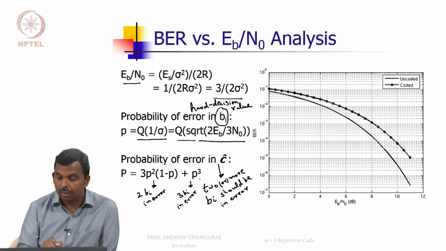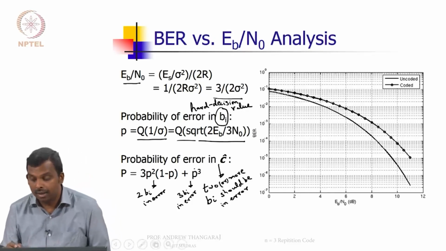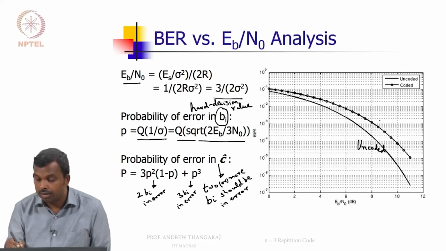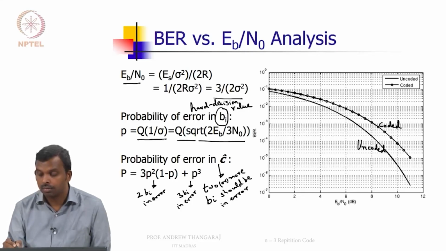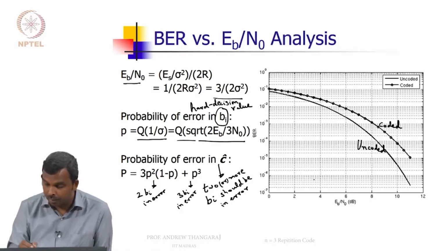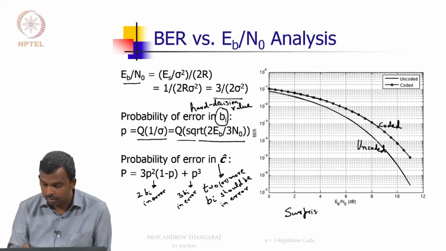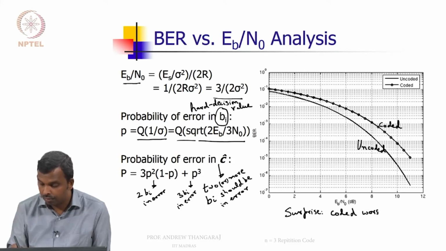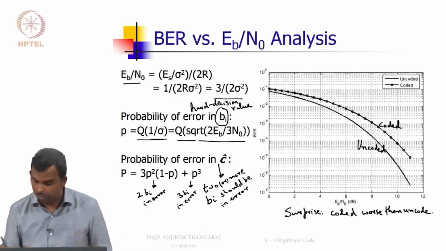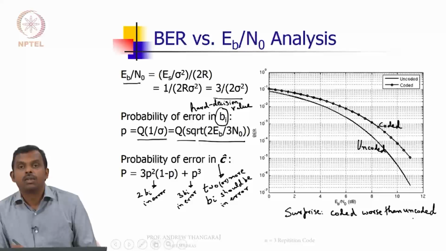Okay. So, you evaluate this expression, and here is the surprising and interesting situation. So, this is the uncoded plot, this is the coded plot. Okay. So, surprise, what is the surprise? Surprise is coded seems to be worse than uncoded. Okay. So, this is a warning.